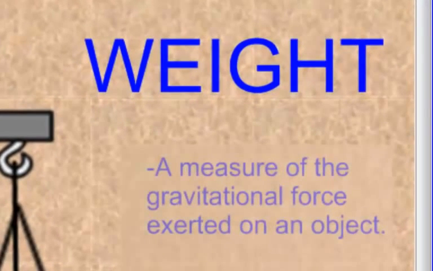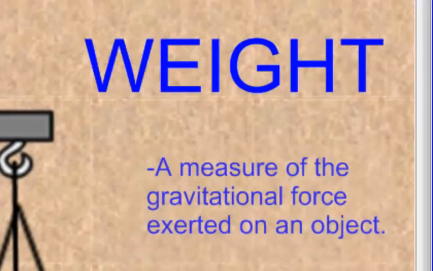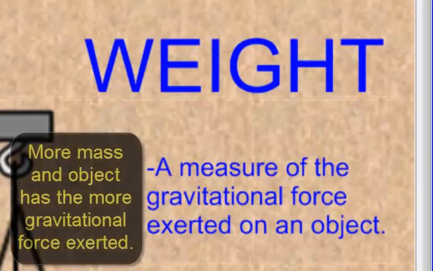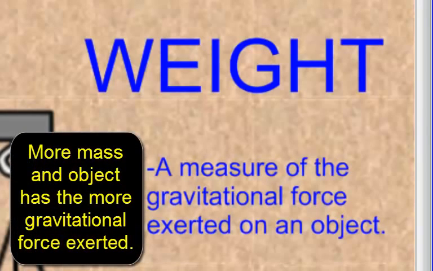Weight is a measurement of the gravitational force exerted on an object. That's a lot of words thrown in there. Basically, however much gravity there is, that's what's going to determine your weight. It depends a little bit on the mass too. The more mass an object has, the greater the gravitational force on the object.